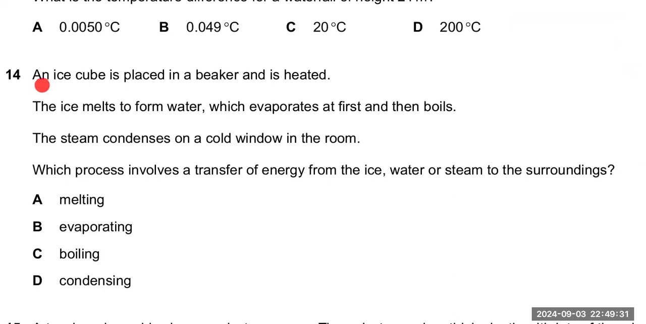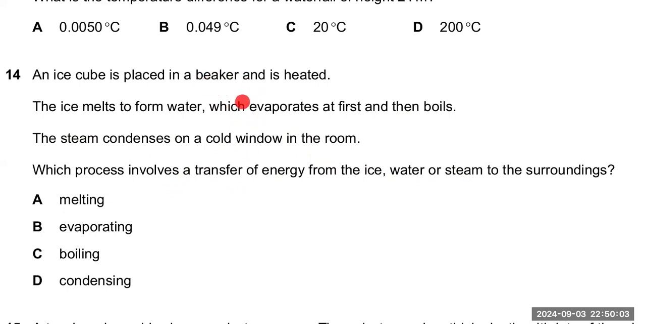The question is that an ice cube is placed in a beaker and is heated. The ice melts to form water, which evaporates at first and then boils. The steam condenses on a cold window in the room. Which process involves a transfer of energy from the ice, water, or steam to the surroundings? Basically, it is a very strange question.